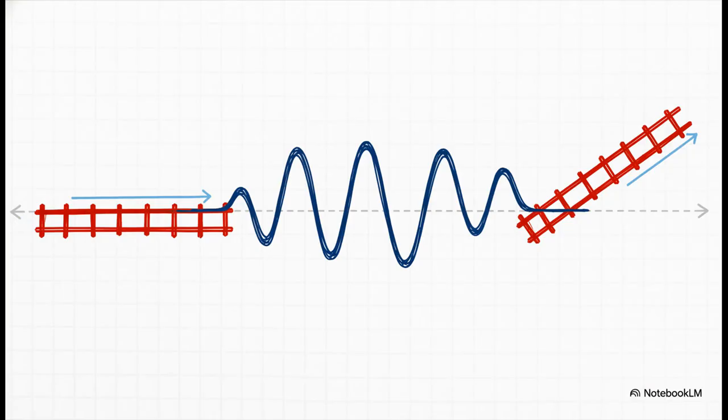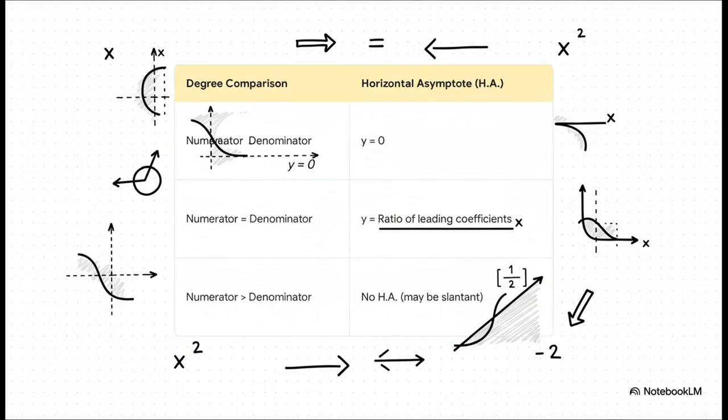See, as x shoots off towards infinity, the function doesn't just wander around randomly. It actually starts to follow a really predictable path, like it's locking onto a set of guiding rails. And these guiding rails are also asymptotes. But instead of being vertical, they're either horizontal or, in some special cases, slanted. And finding these guiding rails is actually way easier than it sounds.